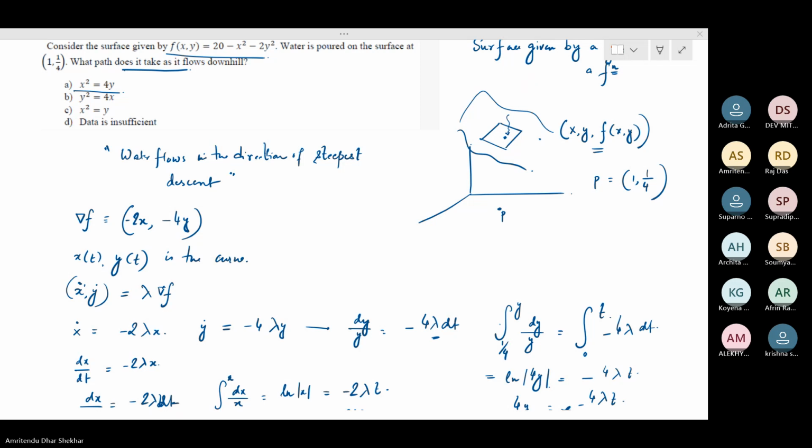I have more or less covered everything. Yeah, most of the problems are actually quite computational.